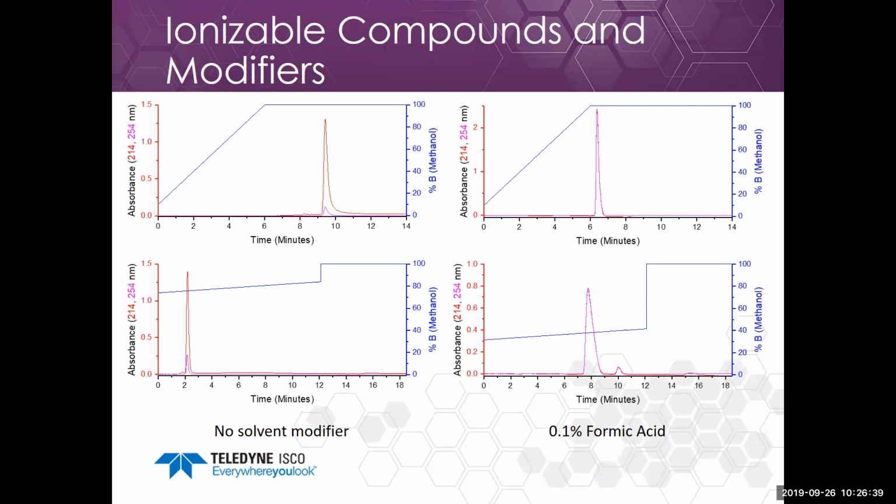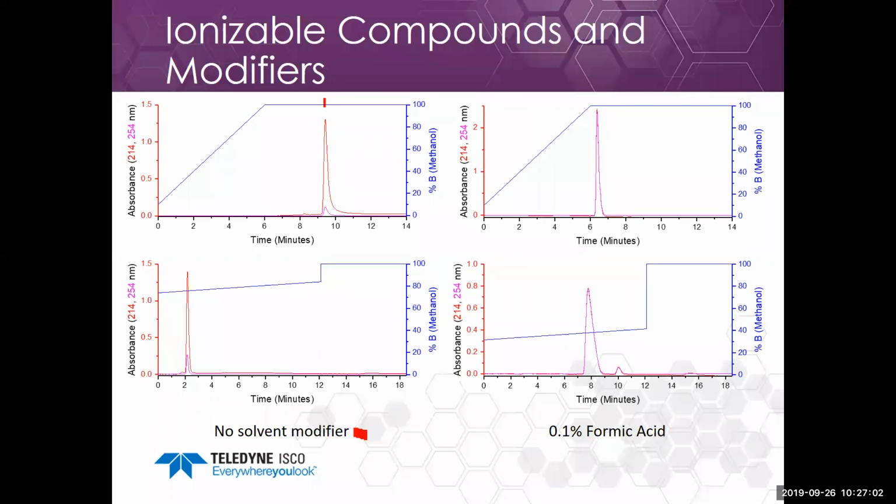So over here, the compound elutes fairly late, and you notice that we calculate a gradient based on that, but the compound elutes at or very near the void volume for the column. In this case, no solvent modifier was used at all. In the second one over here, we ran 0.1% formic acid.